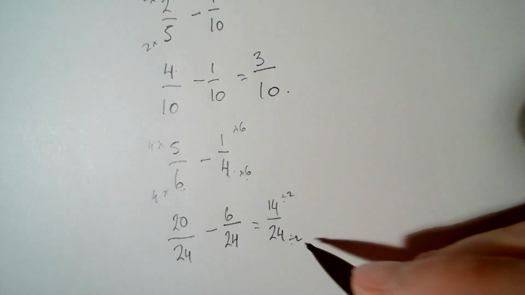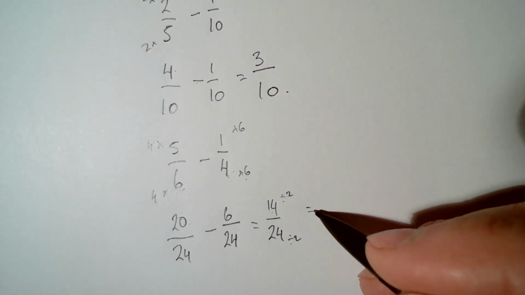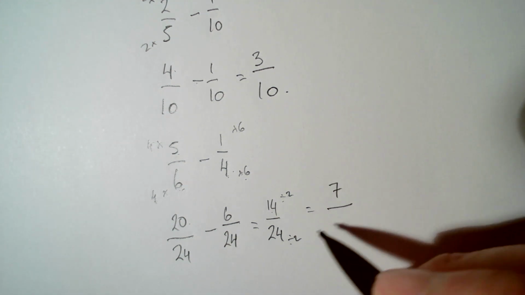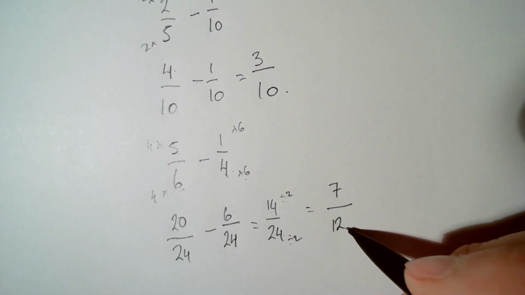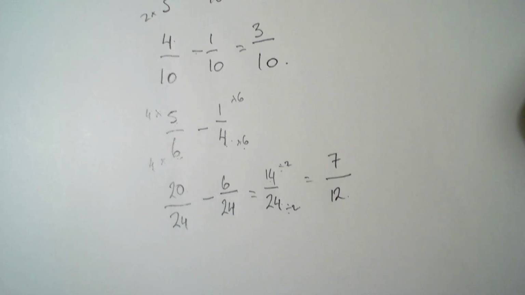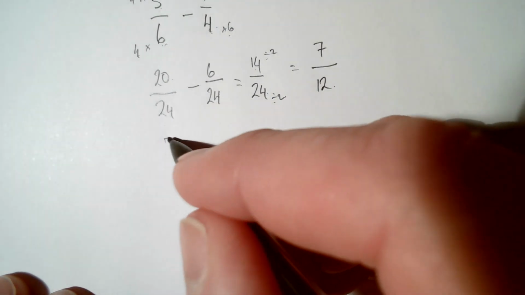We know we can simplify this further by dividing above and below by 2. So now we have 14 divided by 2 is 7 and 24 divided by 2 is 12. So that is our answer, 7 over 12.